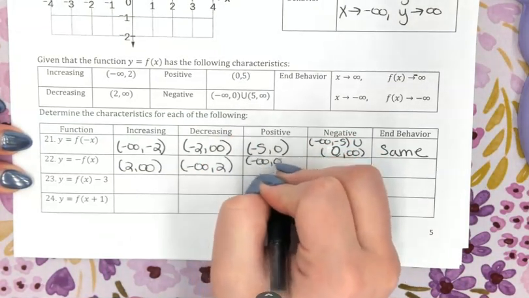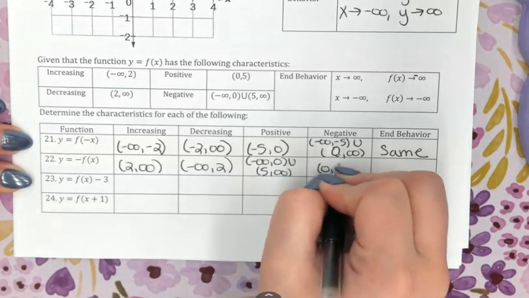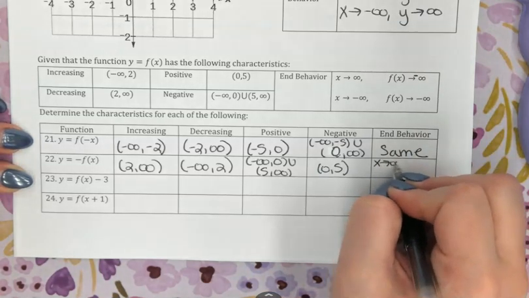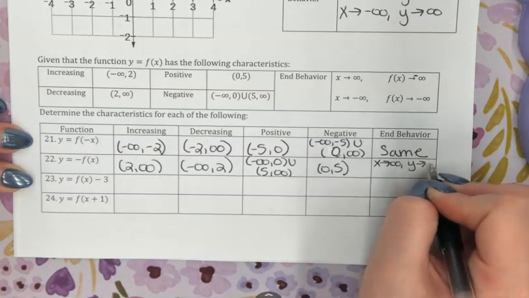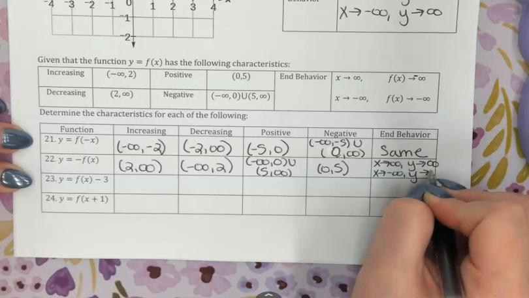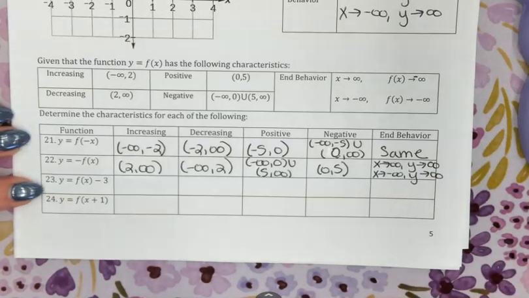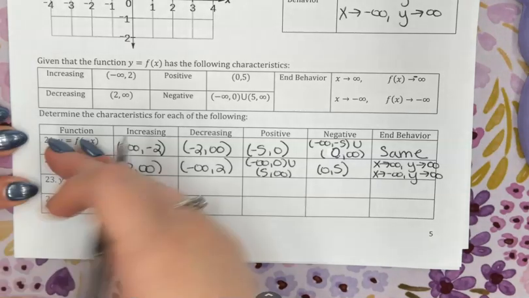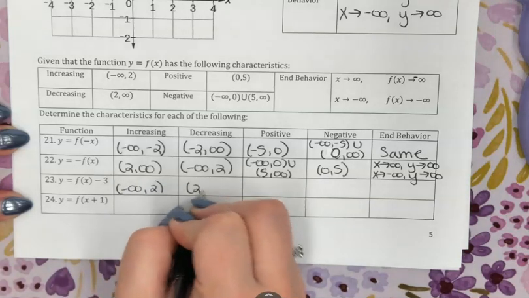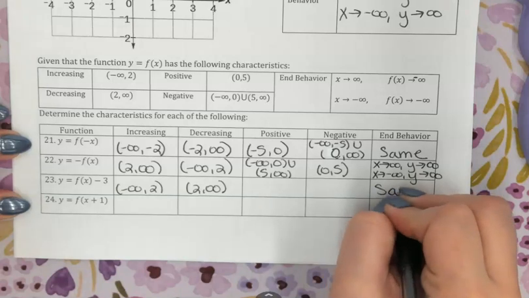So I'm now negative where I was positive previously, and then I'm positive where I was negative, and my end behavior is also going to flip-flop. So both of these end behaviors will now be positive infinity because I flipped upside down. Okay, on to 23. I am going down 3, just shifting my graph down 3. So my intervals of increase and decrease will not change. My end behavior will not change either.